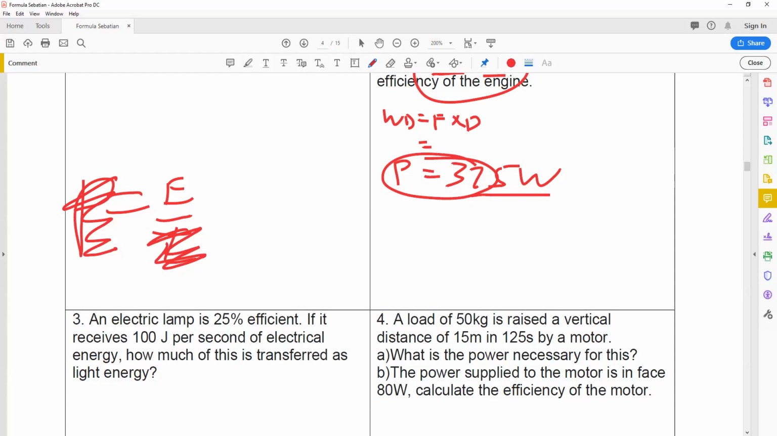What are you talking about? This is your input, right? Yeah. Then you're asked to find what? Output. Or you're asked to find output, right? You already have input, you have efficiency, 你还要找什么鬼 formula?